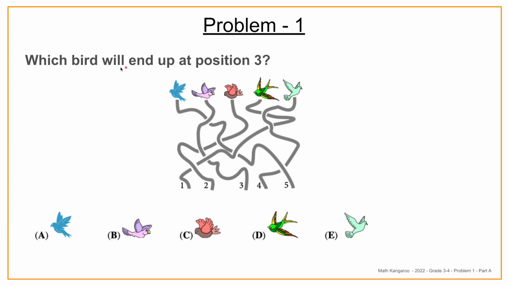Problem 1. Which bird will end up at position 3? We need to figure out which bird will end up at position 3. Let's start from position 3 and follow the path step by step to see where it leads and which bird ends up there. So we start from here, 3, we follow up, there's a crossing, and we reach a purple bird.